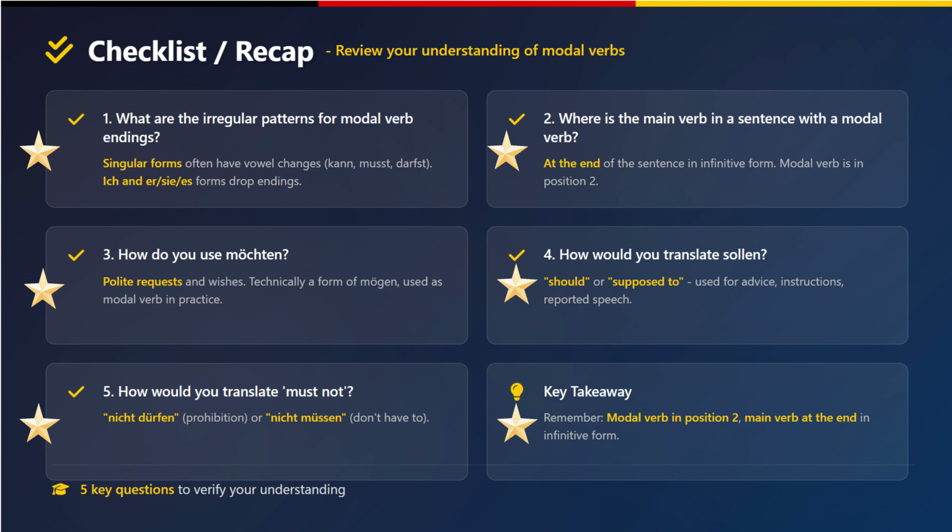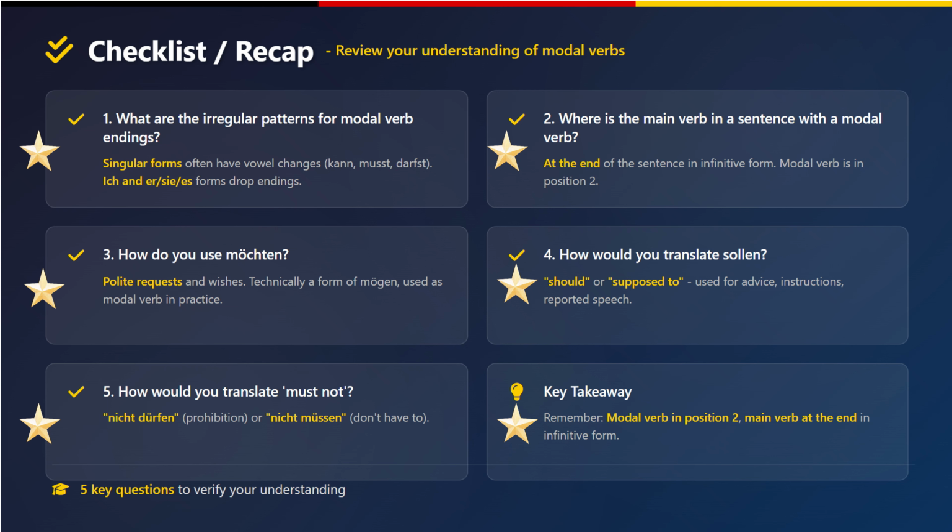Finally, here is the checklist to review your understanding. What are the irregular patterns? Singular forms often have vowel changes and drop endings. Where is the main verb? At the end of the sentence in infinitive form, modal is in position 2. How do you use möchten? For polite requests and wishes.